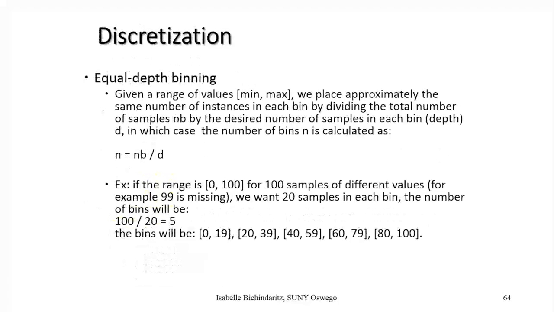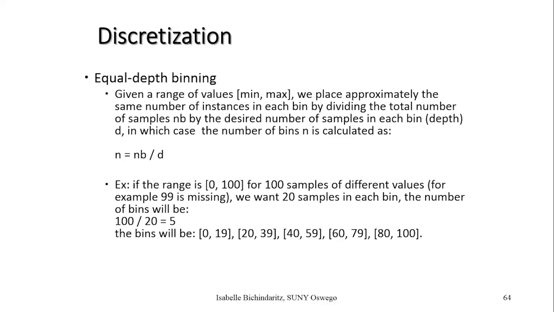The equal depth binning refers to having the same number of rows in each bin. So given again a range of values min, max, we place approximately the same number of instances in each bin by dividing the total number of samples NB by the desired number of samples in each bin, which is called the depth, D, in which case the number of bins is calculated as n equals NB divided by D.